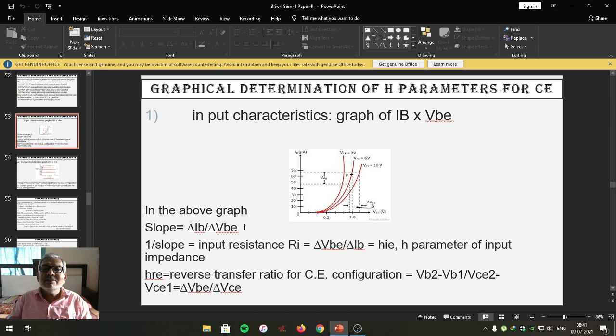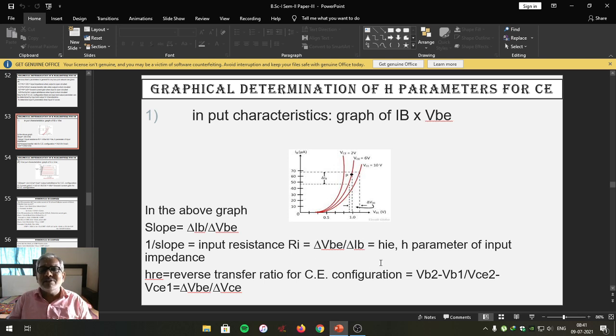What is delta IB? It is change in input current, that is change in base current. Delta VBE is change in input voltage, that is change in base to emitter voltage. Take the reciprocal of this slope. When you take the reciprocal, we get the ratio inverted, that is delta VBE upon delta IB, and we know that voltage upon current is the resistance, which we already calculated in common emitter configuration. So 1 upon slope is nothing but input resistance Ri, which equals delta VBE upon delta IB, with which we are well familiar.